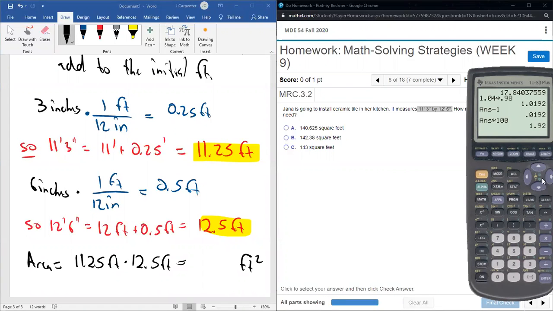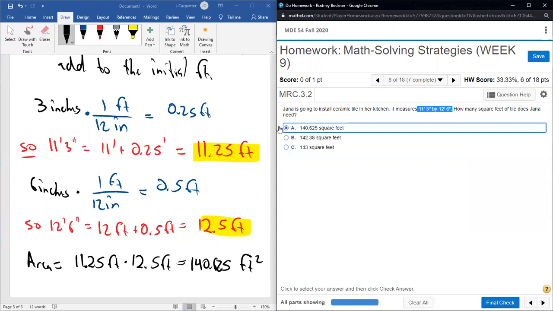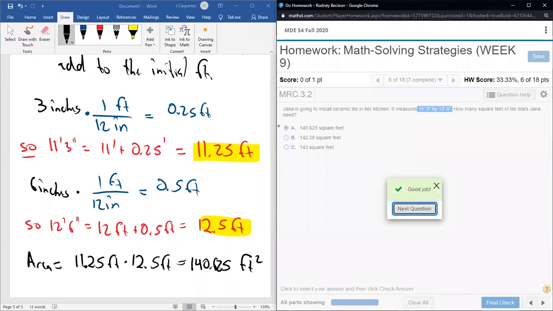And then we just got to do 11.25. There is a decimal in there, even though it's kind of hidden. There we go. So 11.25 times 12.5. And we get 140.625. The fact that I see that as an answer is a good sign. Square feet.